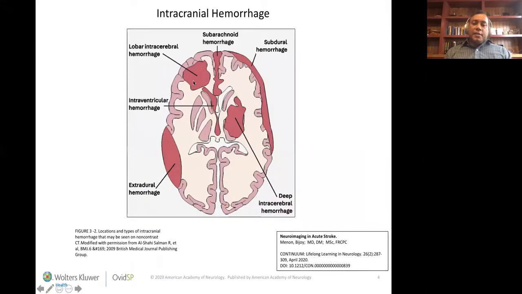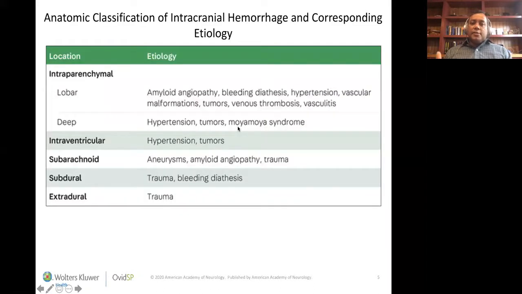If you see a bleed, you do focus on the location of the bleed. That location of the bleed could be peripheral, so extradural, it could be lobar, it could be deep, it could be intraventricular. But looking at the location, you can actually make some educated guesses about etiology. My guess is most of you are neurologists, so I'm not going through this list, and this is all in the continuum too. You get a good sense of what really is happening to your patient when you look at the scans and look at the location of the bleed.